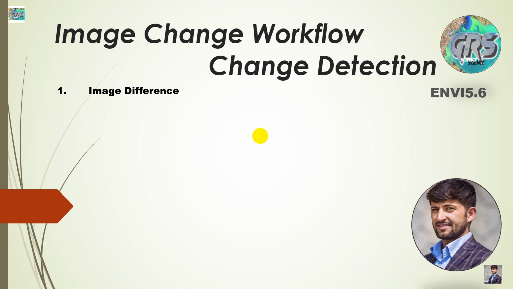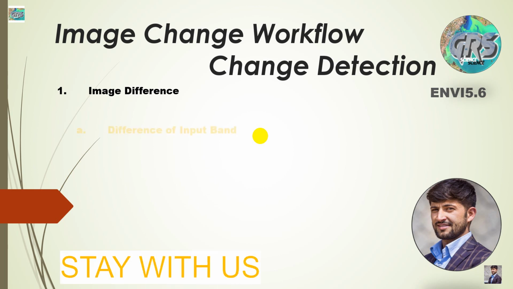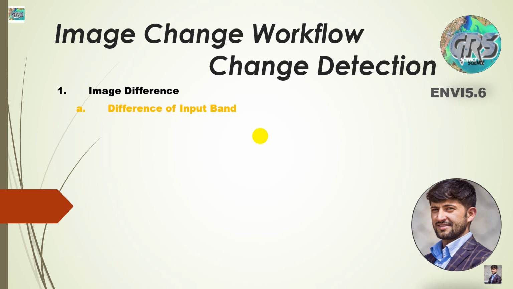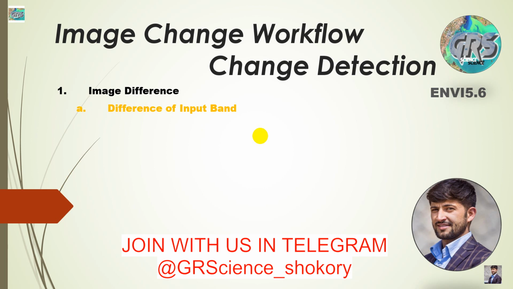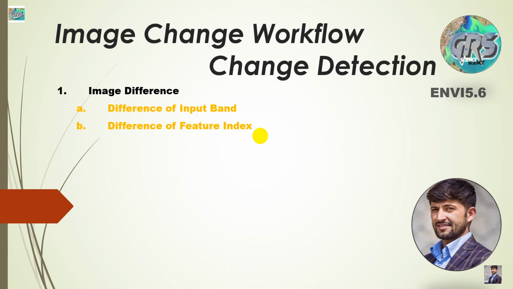This image change workflow is divided into two methods. The first method is image difference. The image difference includes difference of input band. In this method, we will introduce a band. Which band: 1, 2, 3, or 4? Any band you want should be introduced for this method. The second is difference of feature index. In this method, we should introduce an index like NDVI, NDWI, any index. The second is spectral angle difference. This is the method that will map the change detection by spectral angle.